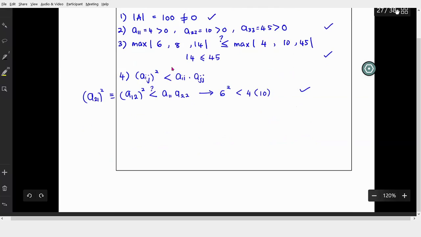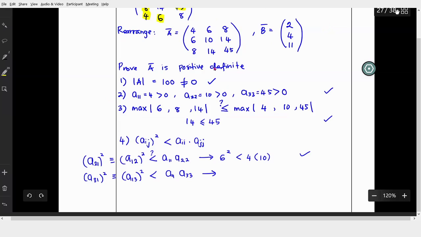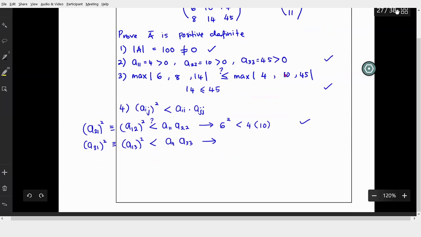Then we have A13. A13 square, is it less than A11 times A33? Then it's supposed to be the same as checking A31 square. So A13 is 8, here row 1, column 3. So 8 square, is it less than A11 which is 4, times A33 which is 45? So 45 times 4. Suppose it satisfies this one. So 64 is less than, I don't know, 45 times 4. You can get the value from your calculator.